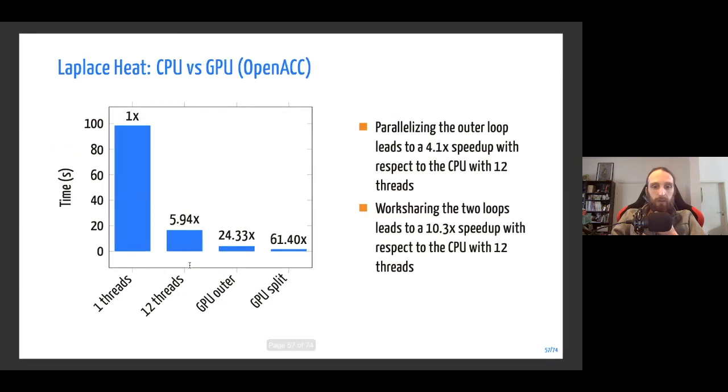In this case, we get a 4 times speedup with 12 threads, while with parallelizing the two loops, we have a 10 times speedup compared to 12 threads. So it's way better than using OpenMP. As I said, for most compilers that support OpenMP directives, this is an early stage of development, and you may not get the best performance out of them. On the other hand, with OpenACC, in this case, we use the NVIDIA compiler, which is very, very well optimized for NVIDIA hardware.